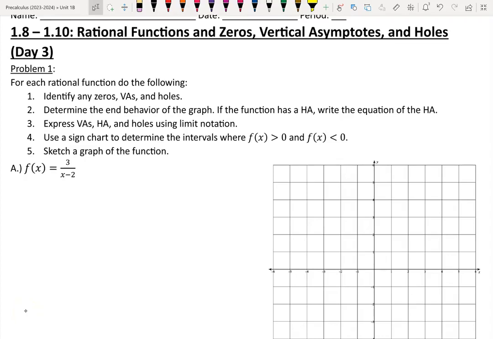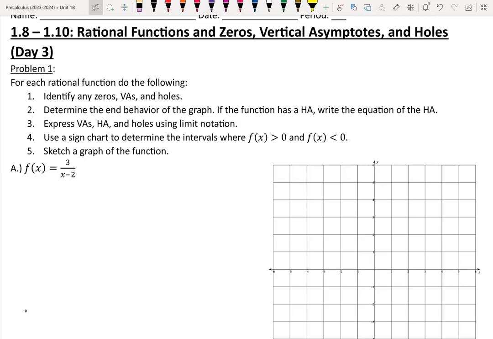All right, 1.8, 1.10, day 3. So we're going to be taking all this stuff we've been talking about this week, and we're going to put it all together into our graphing here. So for each rational function, we're going to do the following.